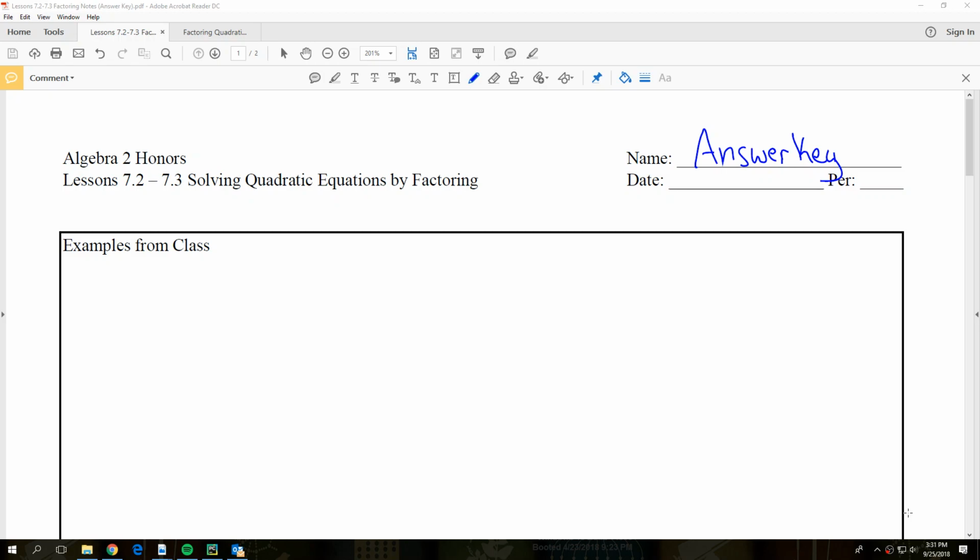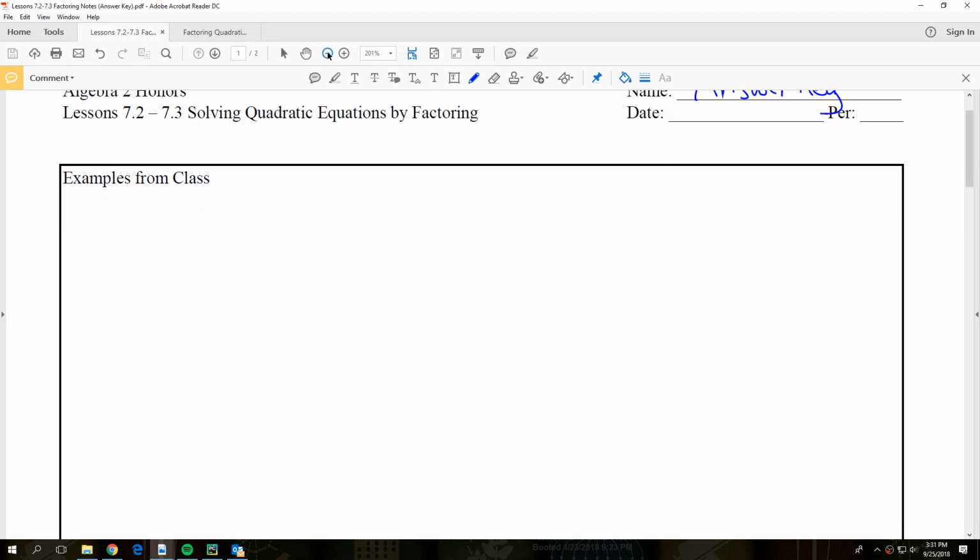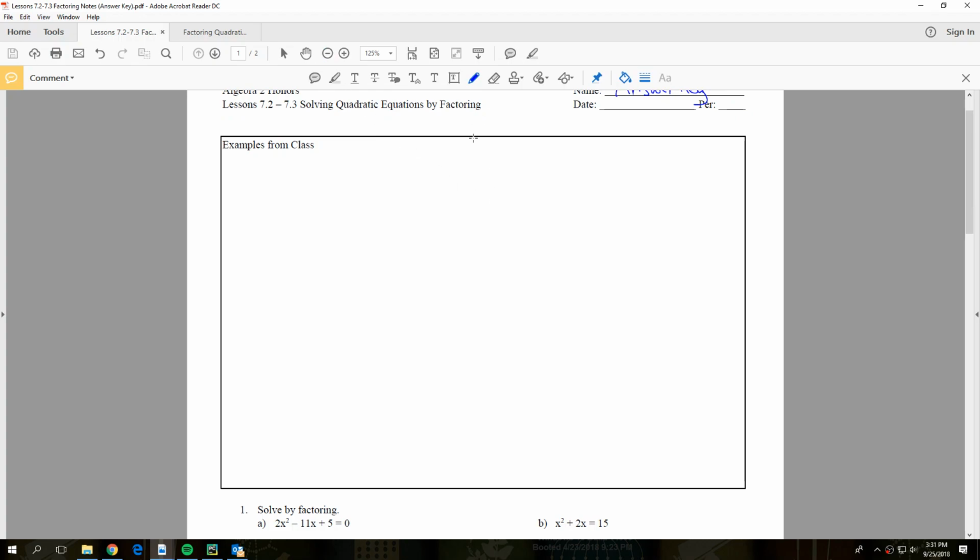So there are two worksheets that I handed out. The first one is the main notes, which says lessons 7.2-7.3 at the top. And here we have some examples from class. And actually, the first thing I'm going to do here is I'm going to just kind of separate this. So we're going to talk about a few different things. These are going to be like your normal stuff on the left, and we're going to have special cases on the right. So I'm just going to put special cases.